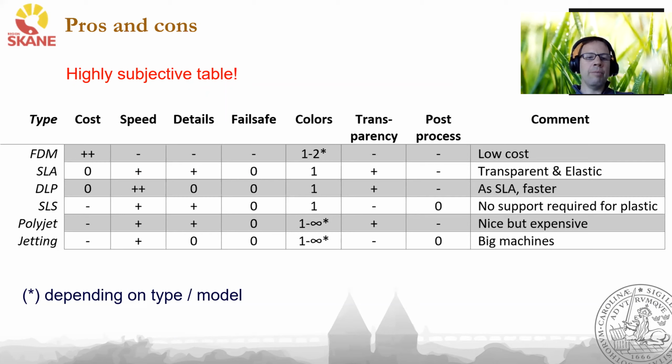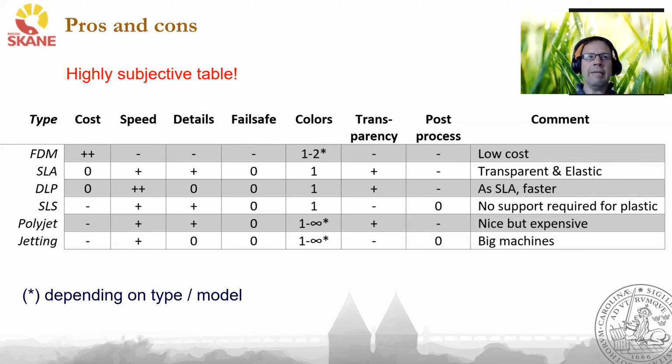The level of detail you can print: so how small are the details that you can get in the print? Can you make a small screw, for instance, and get the threads for that, and really small details? With FDM, you're not able to do super fine details. SLA has quite fine details you can print. DLP is about the same, but it depends on the cost of the machine. SLS has really high details as well, also PolyJet. Jetting, I'm not really sure, so I put 0 there.